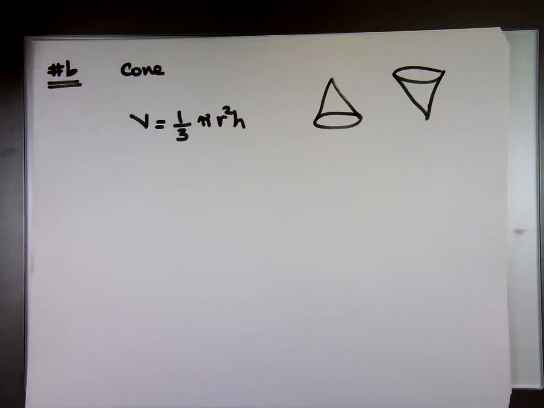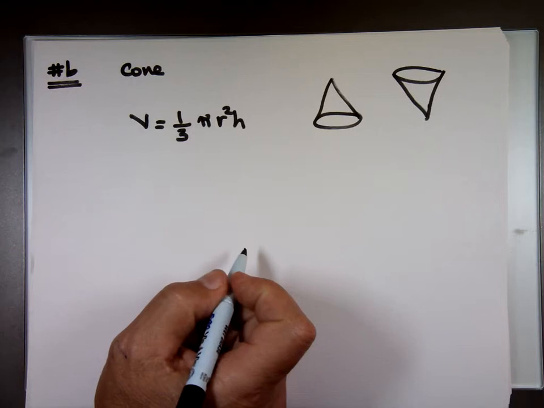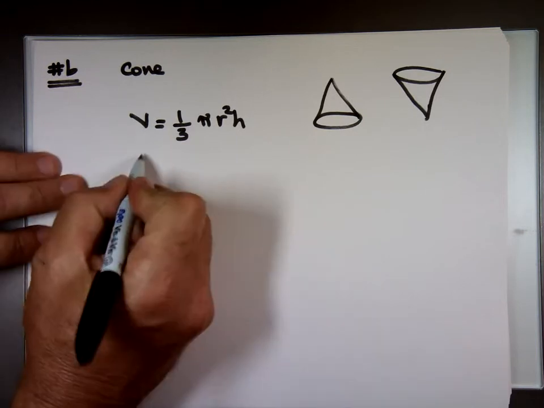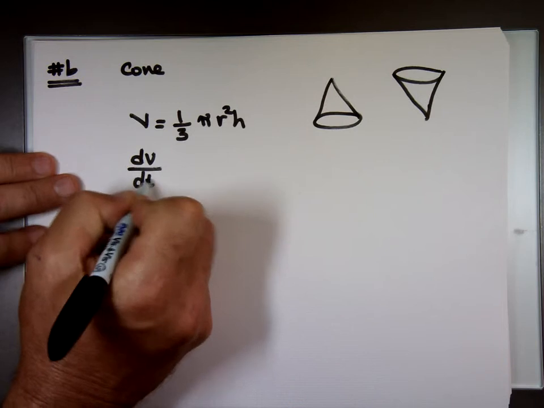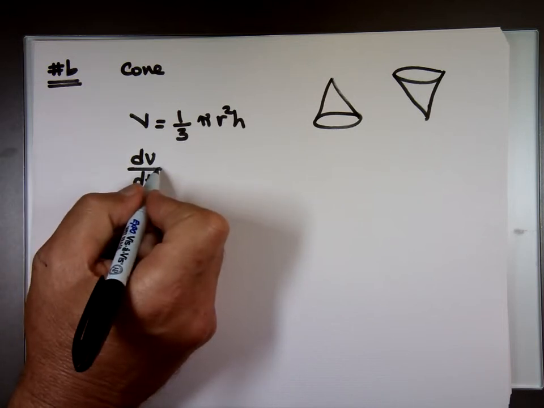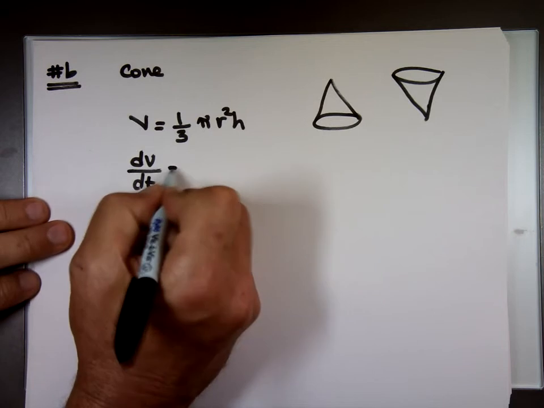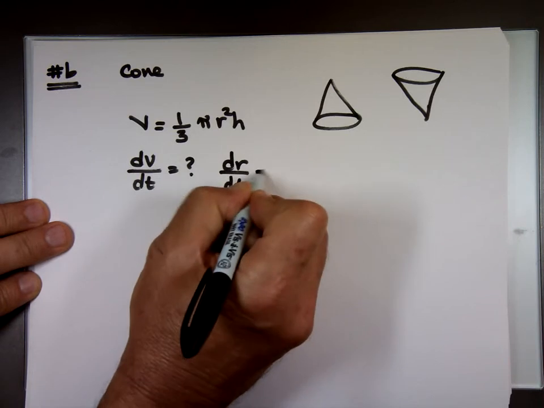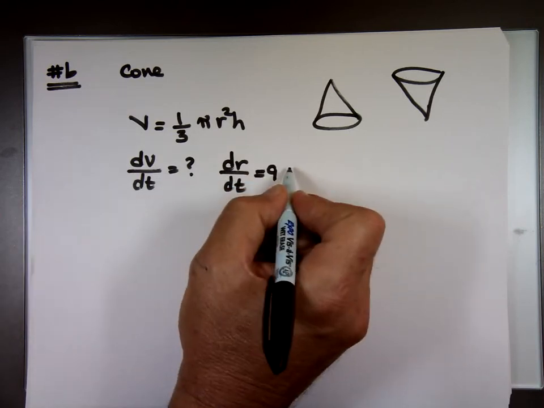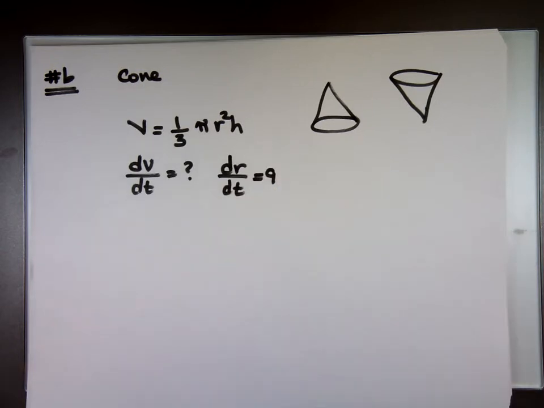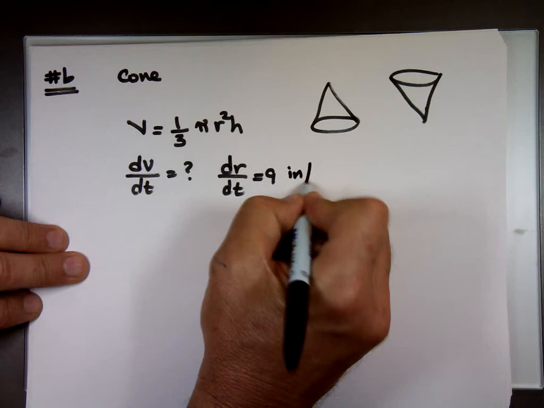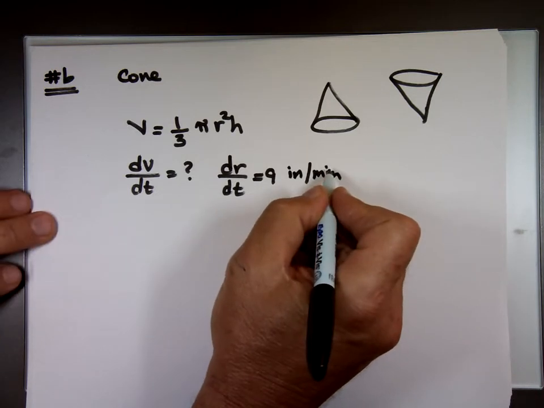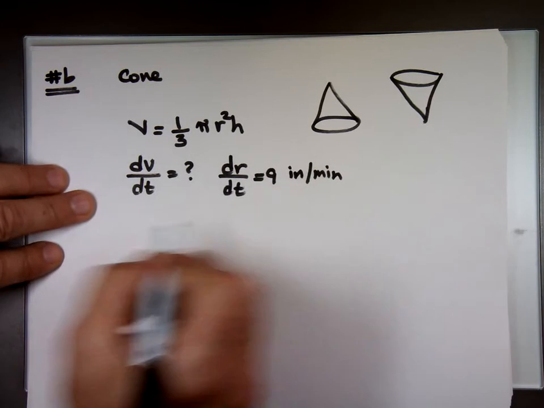It says the formula for the cone is this one. Find the rate of change of the volume. What's dV/dt? If dr/dt equals 9, I think it's inches. Let me just zoom out more. It's 9 inches per minute. And h equals 12r for this example.